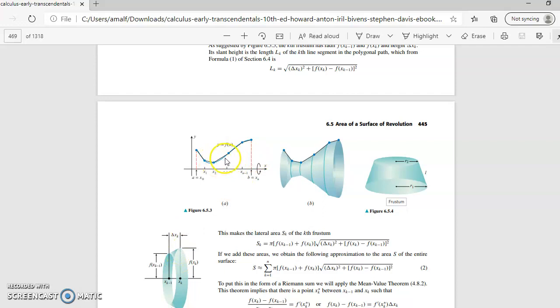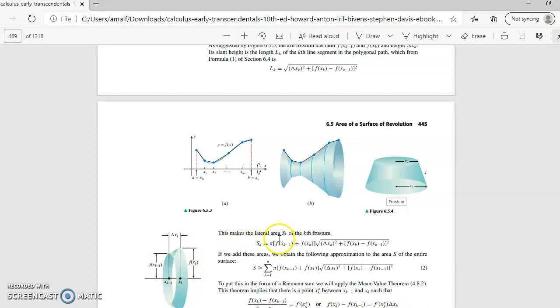When we took the length of the curve, we saw that this distance, by Pythagoras theorem, will be root of delta xk square plus delta yk square. So that will be delta xk square plus f of xk minus f of xk minus 1, whole square. And for the frustum, we take the smaller radius and the larger radius. So those will be f of xk minus 1 and f of xk respectively.